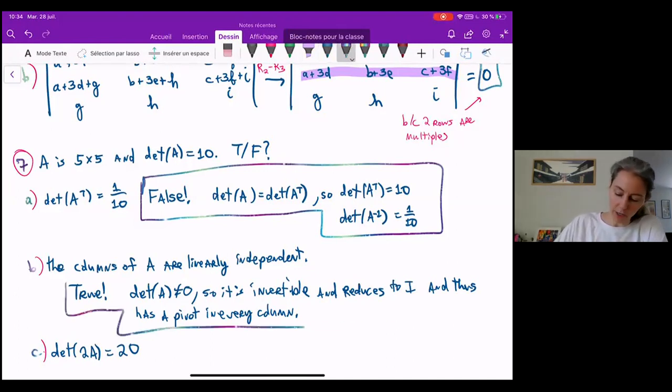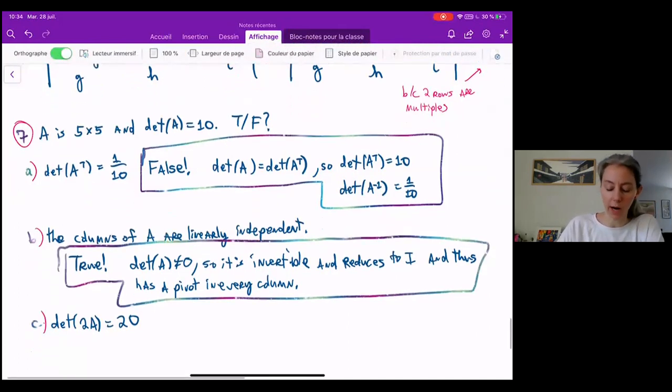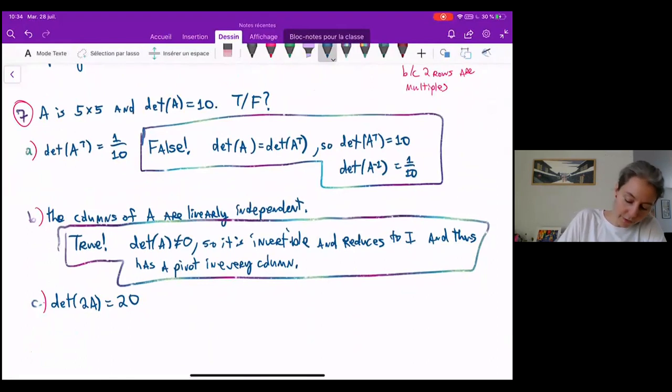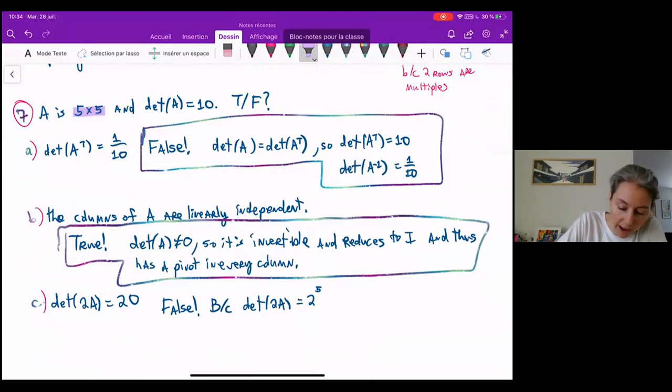And why is it false? Saying what the determinant of 2A actually equals would be a great explanation. So this is false because the determinant of 2A actually equals what? Exactly. We have to put that 2 to the power of 5 because it is a 5 by 5 matrix. So it equals 2 to the 5th times 10. So it's actually 320.